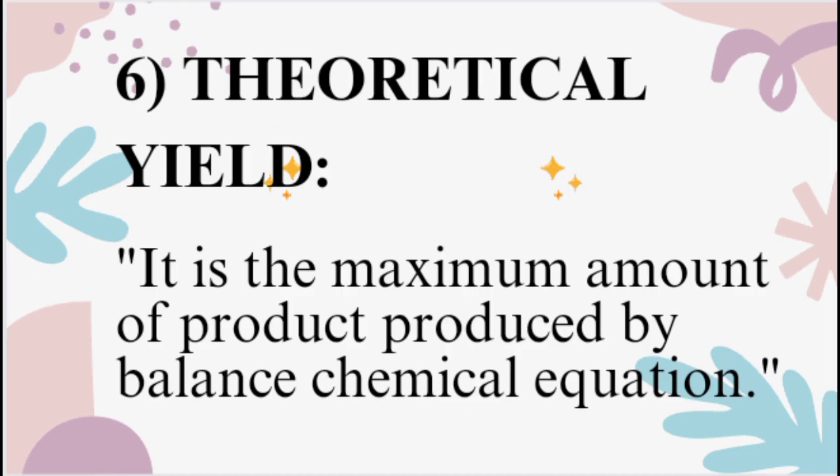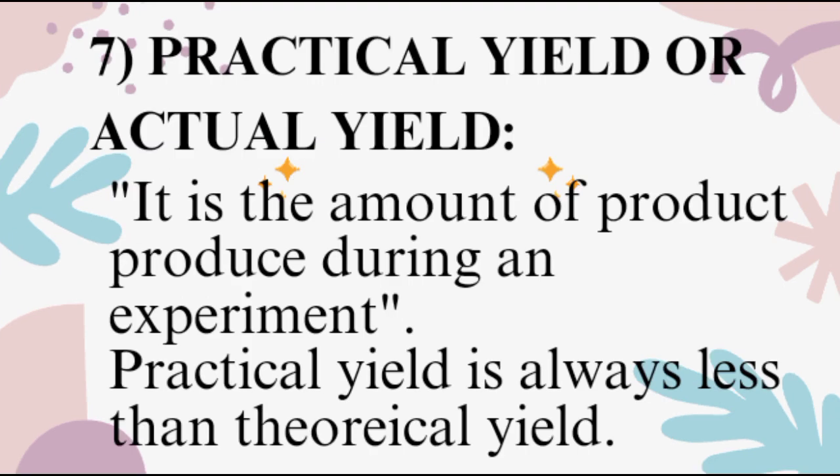Definition number 6, theoretical yield. It is the maximum amount of product produced by a balanced chemical equation. Definition number 7, practical yield or actual yield. It is the amount of product produced during an experiment. Practical yield is always less than theoretical yield.